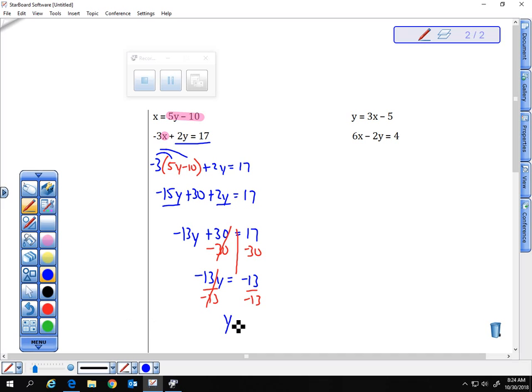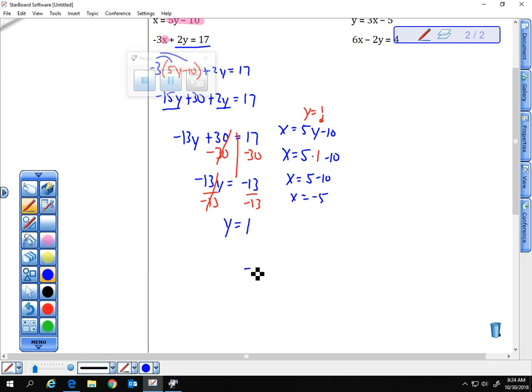y equals positive 1. And then I'll look at that. x equals 5y minus 10. And understand that I'm replacing the y value with 1. So it'll be x equals 5 times 1 minus 10. So x equals 5 minus 10. x equals negative 5. So we'll have negative 5, 1, like so.